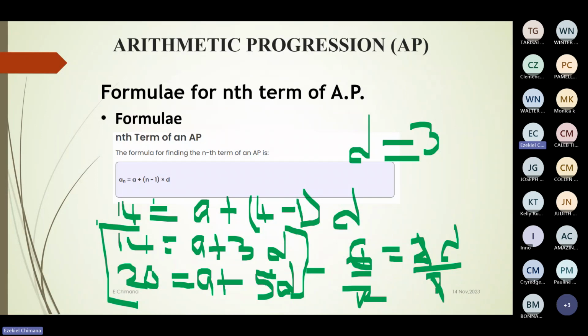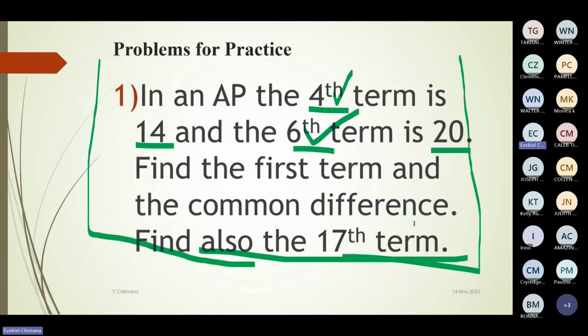The next thing is to find a. So you can substitute in any of these equations. You can put 3 on this one. If you put 3 here, it will be 3 times 3, then you get 9. And then 14 minus 9 is 5. So your a there is equal to 5.